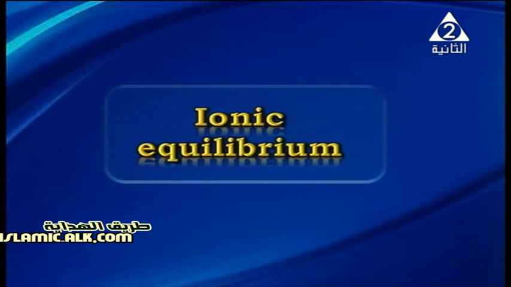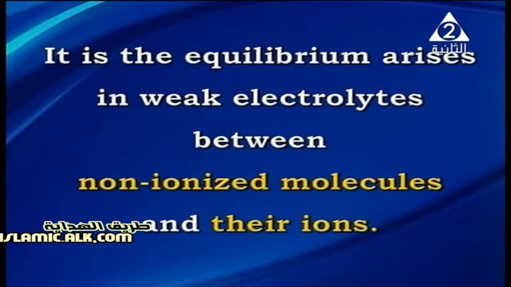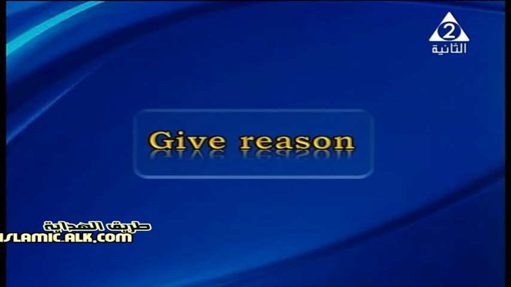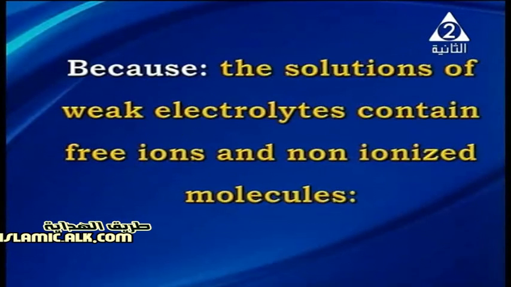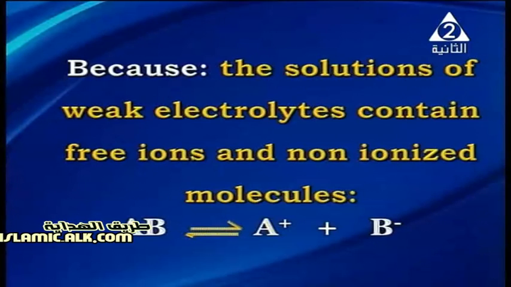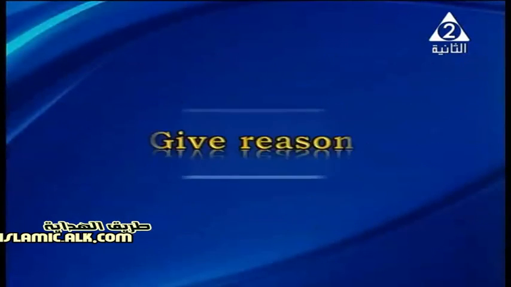Now, my dear students, we are going to define what we mean by ionic equilibrium. It is the equilibrium that arises in weak electrolytes between non-ionized molecules and their ions. So we have good reason in this point. Ionic equilibrium arises only in weak electrolytes because the solution of the weak electrolyte contains free ions and non-ionized molecules. As shown on the screen, AB molecules exist in equilibrium with their ions, A positive and B negative ion. So we have good reason in this point, my dear student.